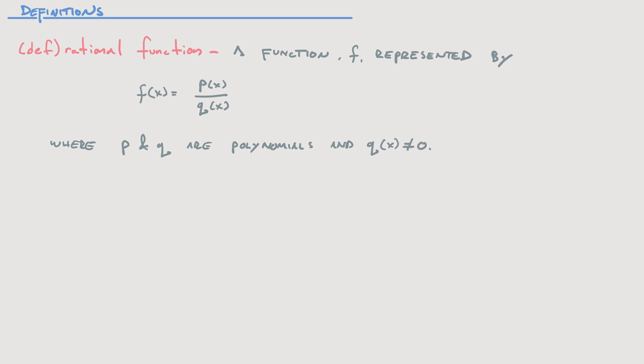It says a rational function is a function f represented by p of x divided by q of x, where p and q are both polynomials. Of course, q of x can't be equal to 0, because then you'd be dividing by 0, and if you do that, the universe explodes. So it can't be that.